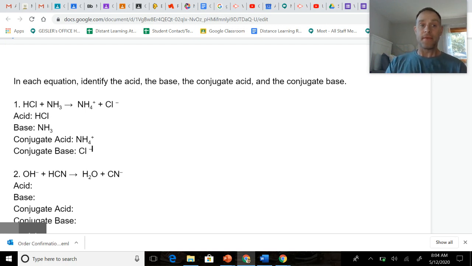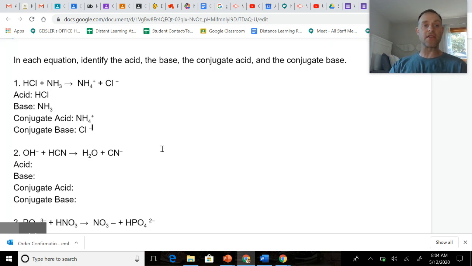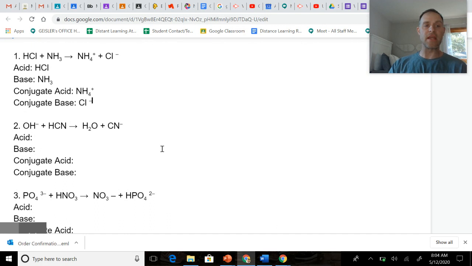All right. And so we just finished number one. Let's look at number two. Same deal. I have my equation right here. The stuff on the left is my reactants. Those are my acids and bases. The stuff on the right are my products. Those are going to become my conjugate acids or my conjugate bases. They are going to become poor or they're going to become rich.